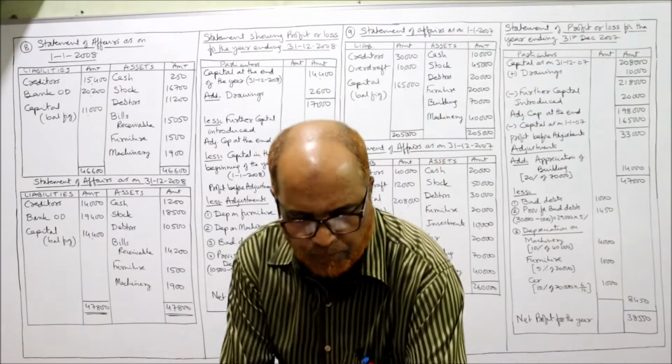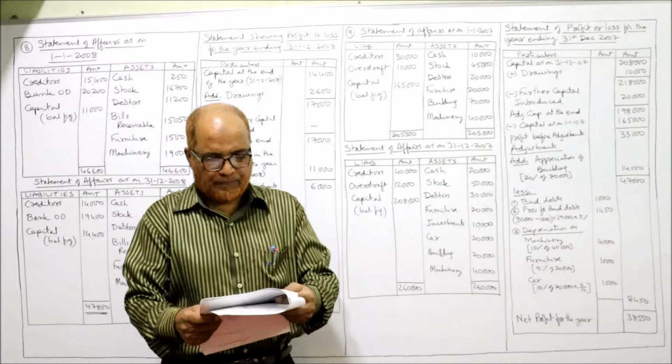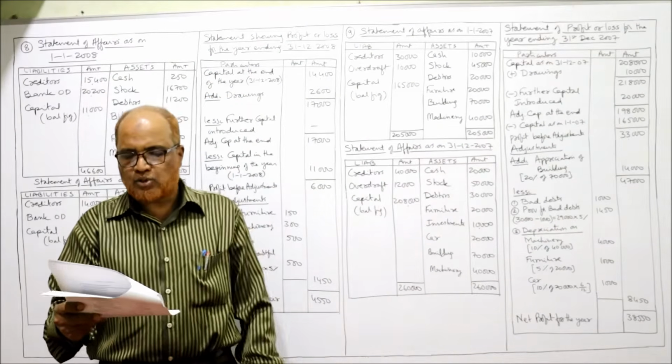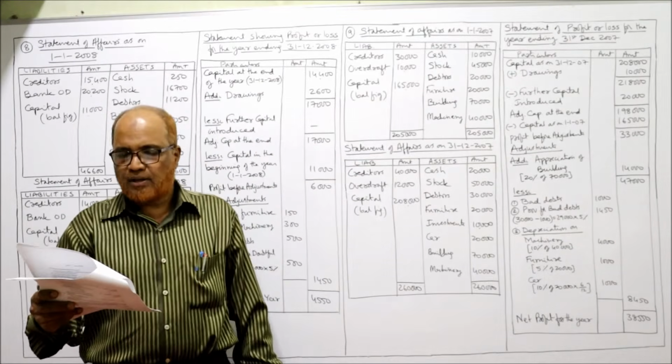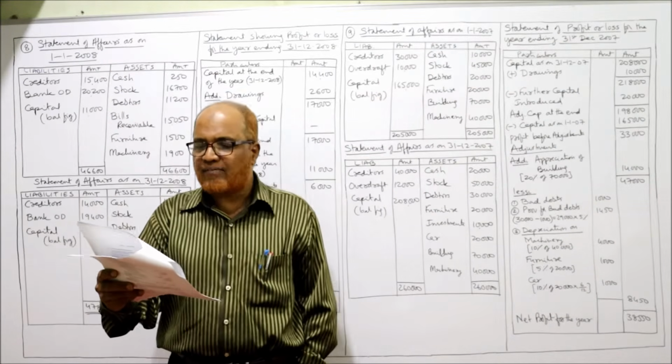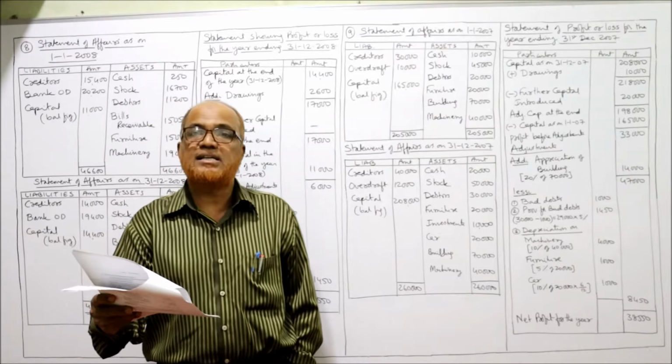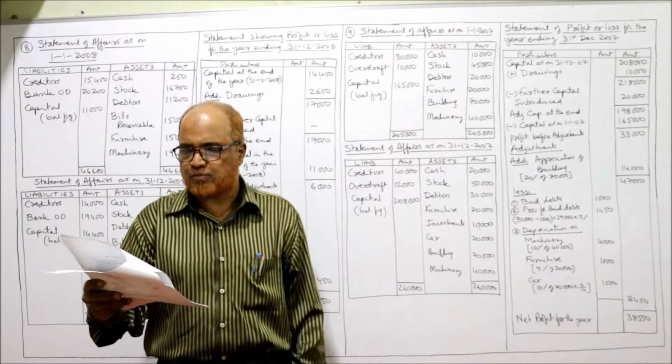Now I am coming to the next problem, problem number 9. Mr. Ramlal keeps his books under single entry system. So we are given the data for 1st January 2007 and 31st December 2007, just like the previous problem.